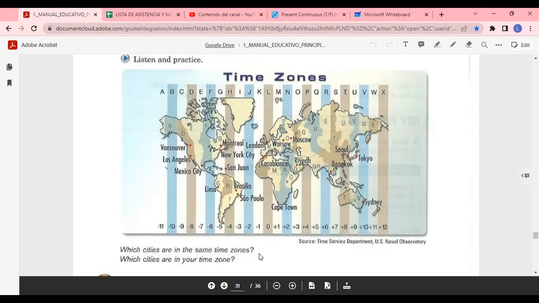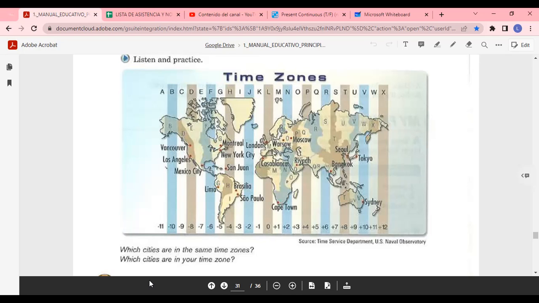Vancouver and Los Angeles. Besides those, oh, because they have minus eight. Okay, just those? Solo ellos? Montreal and New York. Yes, and Lima too. Yes, Montreal, New York, Lima. They have the same time, right? Ellos tienen la misma hora porque van en la misma, ¿verdad? In the same line. Very good.